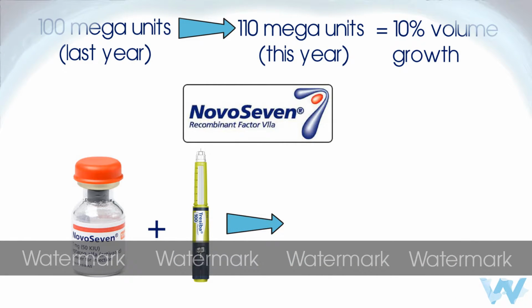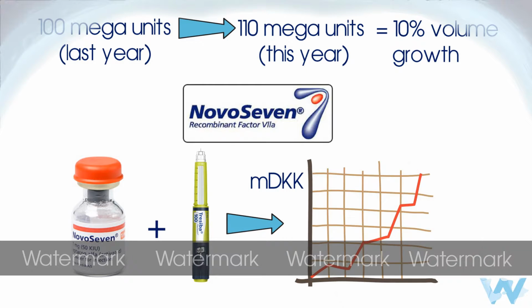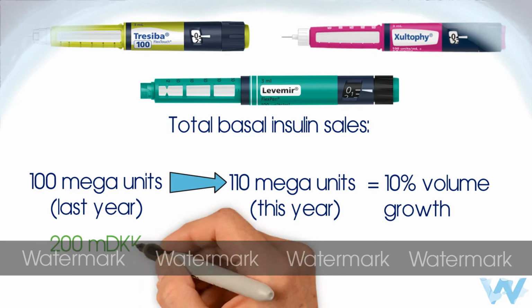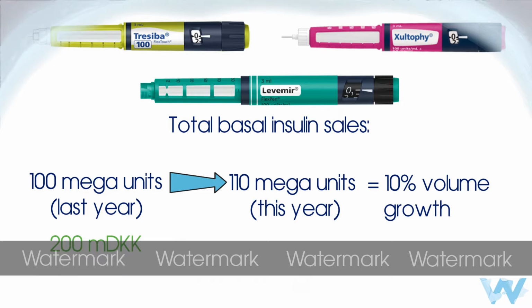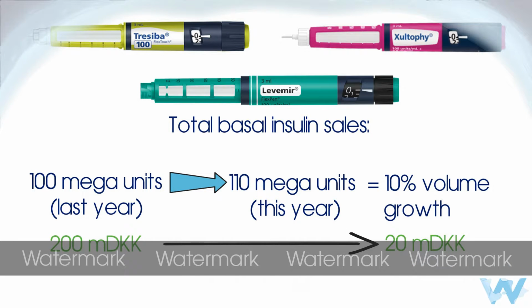Now though, we want to be able to compare the 10% volume growth in basal insulin to, for example, 10% volume growth of Novo7, or even across segments or therapies. This can be done by monetizing it, meaning translating the volume increase into million DKK amount. This is done by applying the growth percentage from, for example, MU growth to the million DKK from the starting period. In the context of our example of basal insulins, we would see that the 100 mega units we sold last year equaled 200 million DKK. Our 10% increase in MU from 100 to 110 mega units is therefore equal to 20 million DKK.